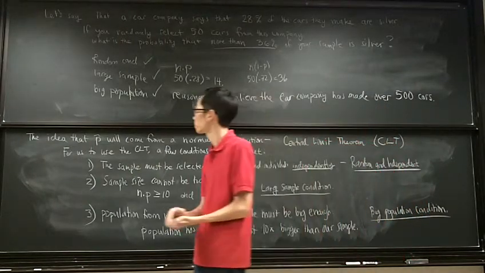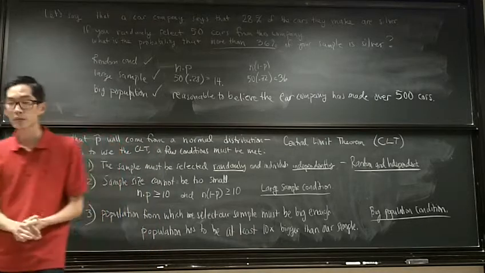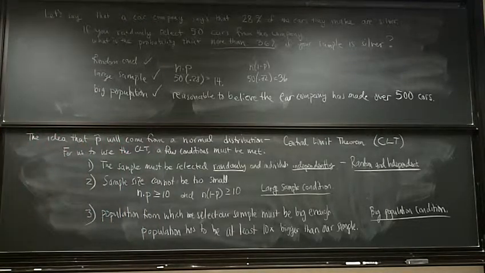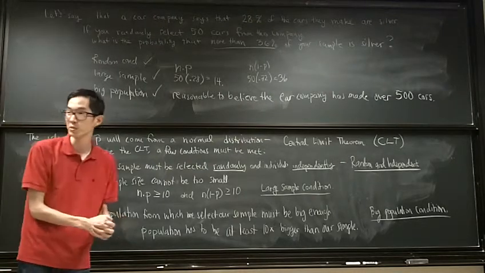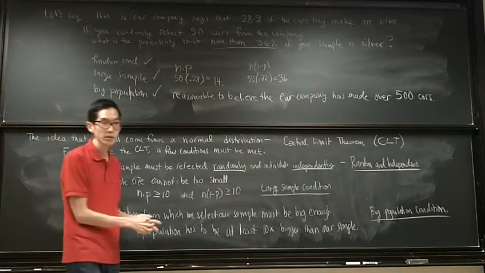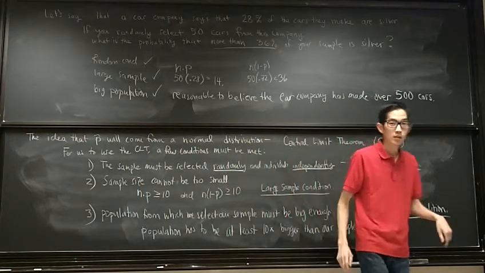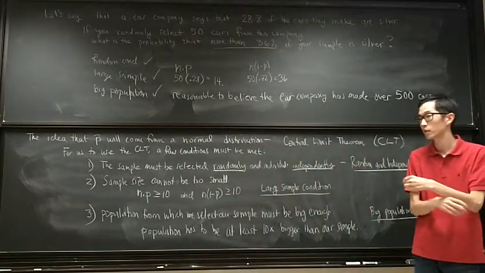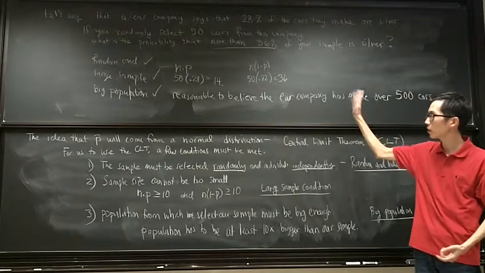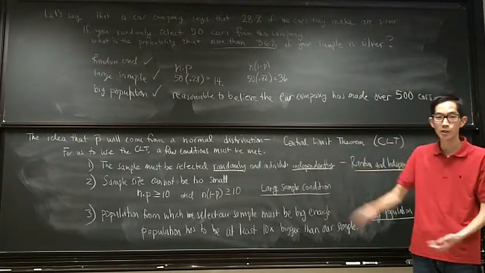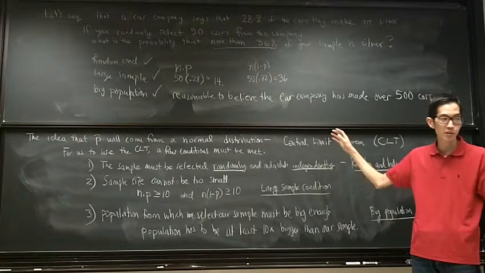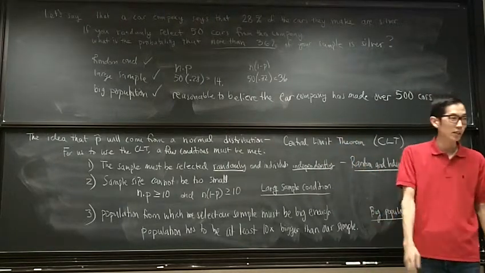So when you check the sample size, you have to check both of those? You have to check both. If either one is under 10, the sample size is too small. So if any of these conditions are not met, you cannot use the central limit theorem. If you want to use the central limit theorem, all three of these conditions have to be met.